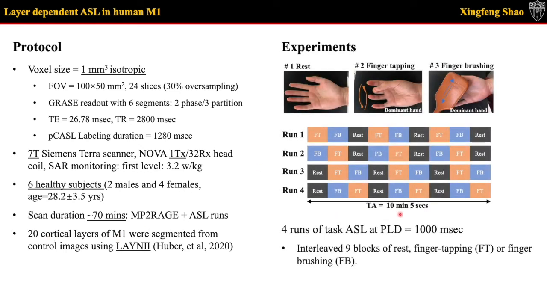Each scan has 4 rounds of task ASL with a PLD of 1 second. Each round is about 10 minutes and has interleaved 9 blocks of resting state ASL, finger tapping, or finger brushing activation ASL, and the order of those tasks was counterbalanced. Additionally, we have 2 more resting state ASL runs at 2 PLDs, about 500 and 1500 milliseconds, to reveal the dynamics of the ASL signal.